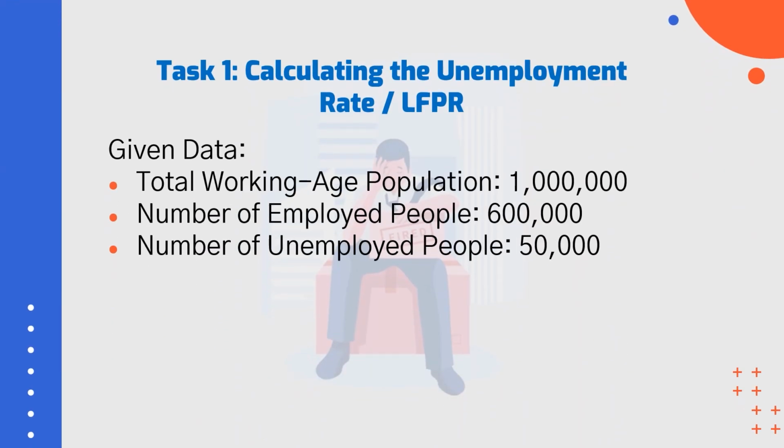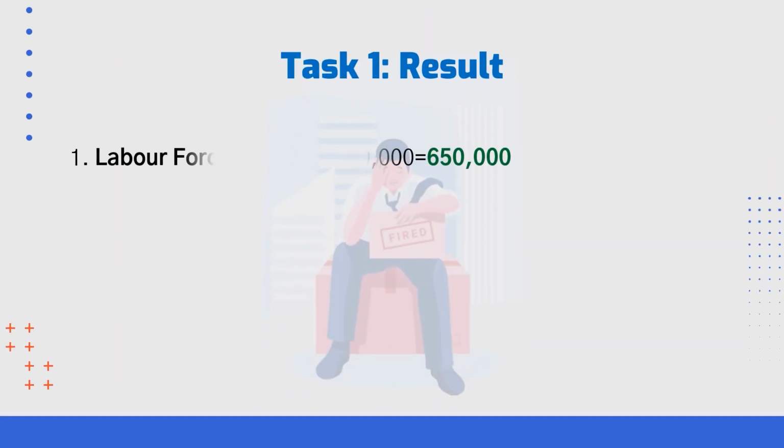Okay, so here we have the data about the specific country where the total working age population is 1 million. The number of those who are employed is 600,000. The number of those who are unemployed is 50,000. Your task is to determine the labor force, which in this case is 650,000 people.